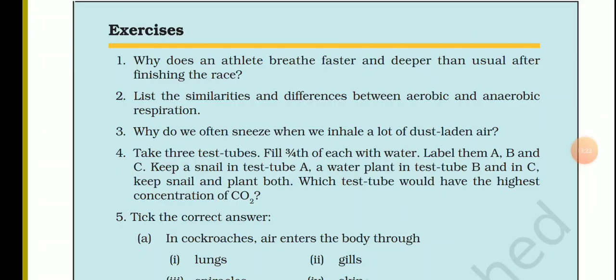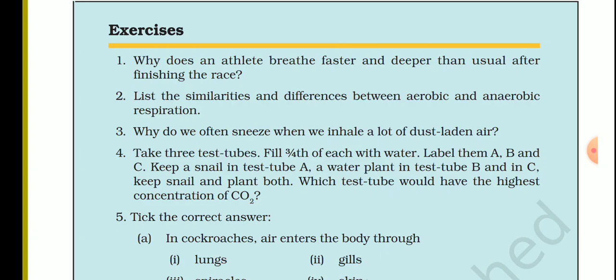Third point: in aerobic, end products are carbon dioxide and water. In anaerobic, end products are carbon dioxide and alcohol.